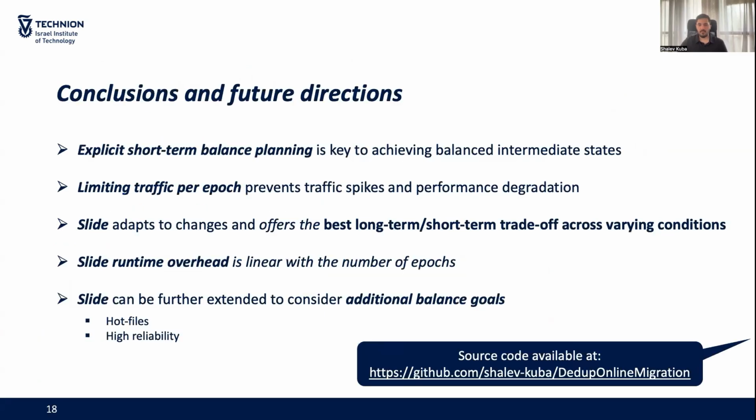To conclude, the experiments show that to achieve balanced intermediate states, a migration algorithm should address it explicitly. Also, to prevent traffic spikes and performance degradation, a per-epoch traffic limitation is necessary. And most importantly, the results show that Slide adapts effectively to changes and delivers the best long-term, short-term trade-off across varying conditions. The paper also shows that Slide's runtime overhead scales linearly with the number of epochs.